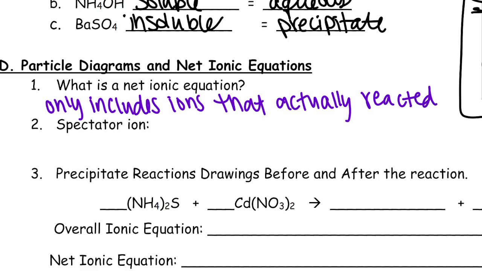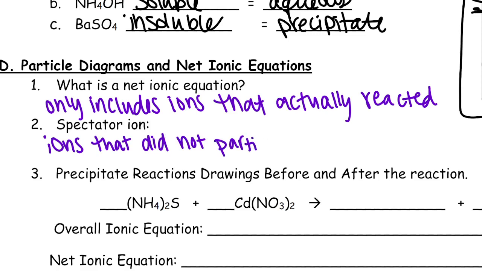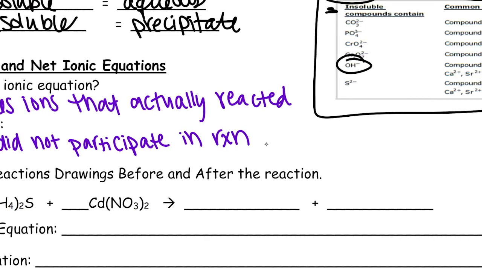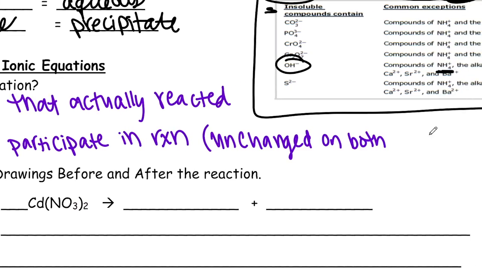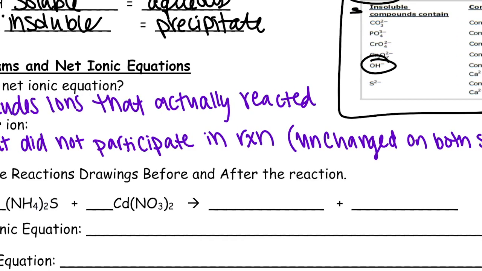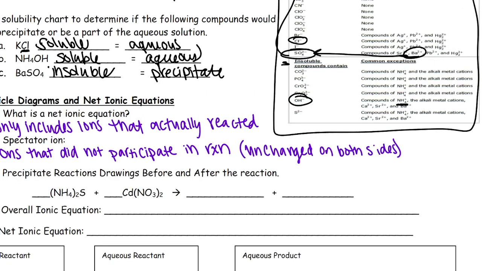A spectator ion is going to be ions that did not participate in the reaction, I guess. So they are spectators. They're just standing there kind of doing nothing. So they're unchanged. So unchanged on both sides would be your spectator ions.